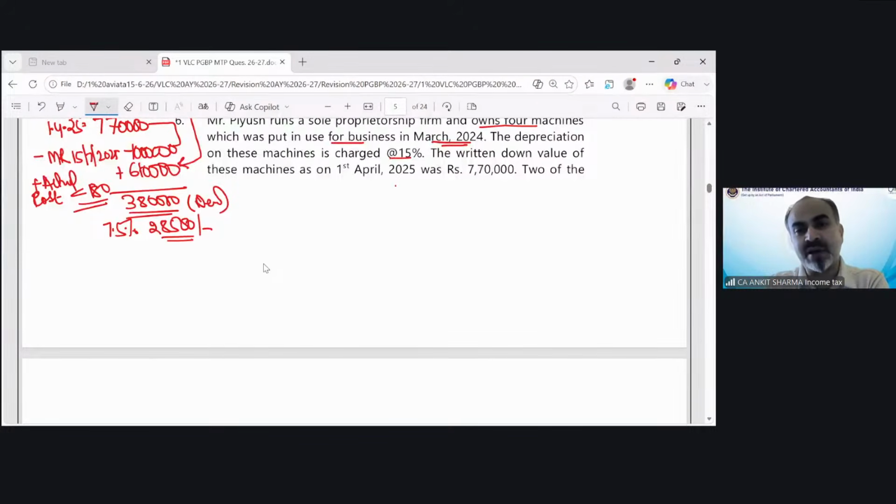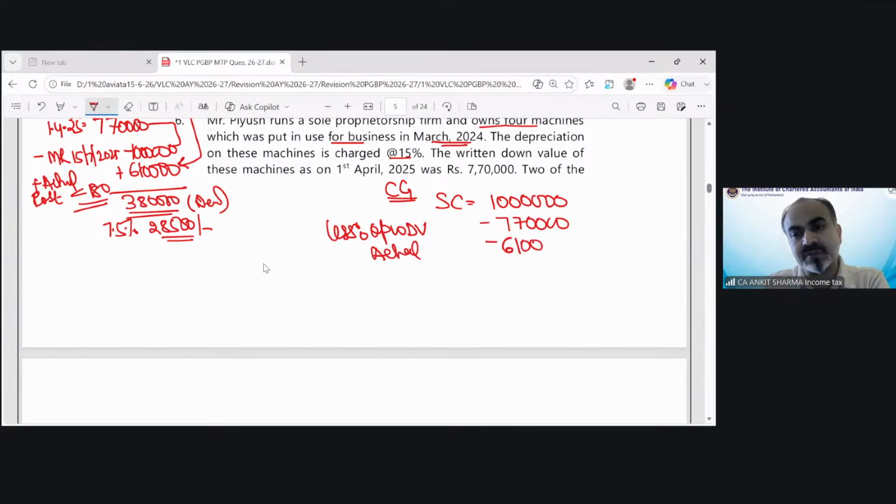In this example, if you go for a capital gain calculation, you will take the sale consideration, which is 10 lakh rupees. For the purpose of capital gain, you need to reduce the opening WDV of the block of asset, that is in question, 7,70,000. And then you need to reduce the actual cost of asset purchase, which is 6,10,000. So that would result in a loss of 380.